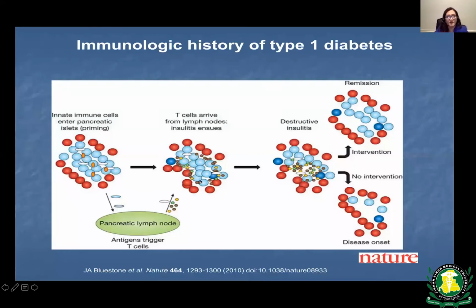And this slide shows that the T cells arrive in the pancreas and then cause inflammation. This results in insulitis, which then results in the destruction of beta cells and disease onset.